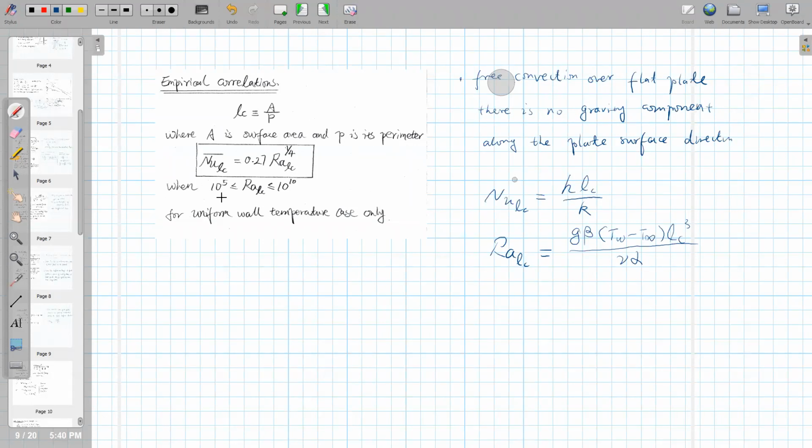Okay. So that means that this is only working for this range. If your Rayleigh number is much smaller than this value or much larger than this value and you're still using this equation, it will give you a very big error. So this is the special thing about empirical correlations. Just be careful of their flow condition range.